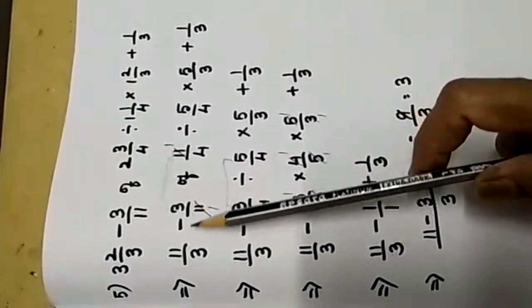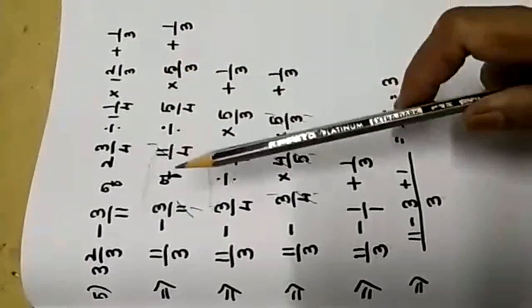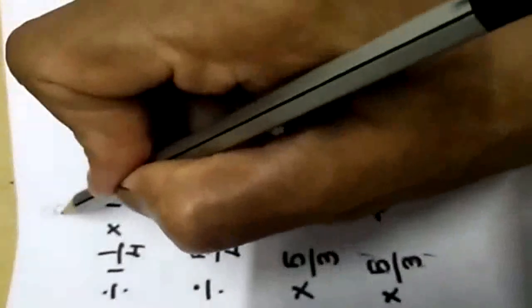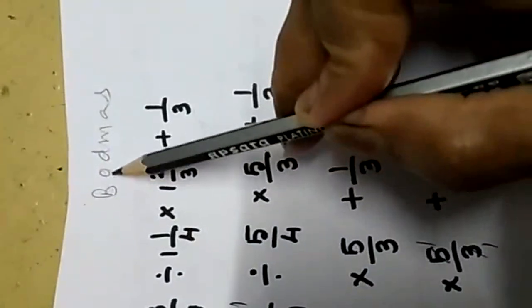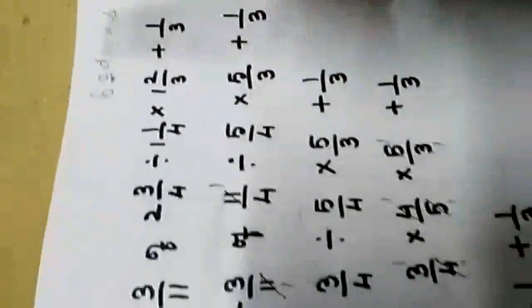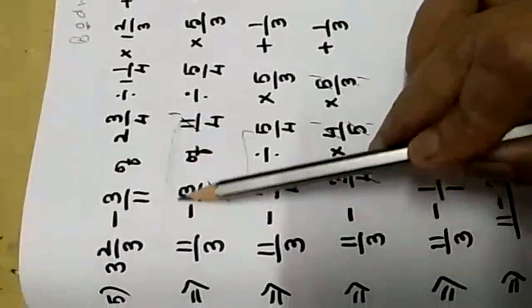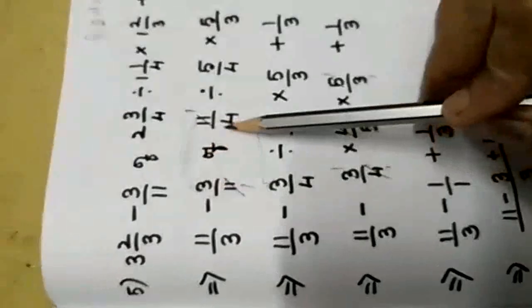B for bracket. Is any bracket here? No, no bracket is here. Then after the B in BODMAS, what is there? O. O stands for of. Is there any of in the question? Yes, there is one of here. So going left to right, this of you have to solve now.